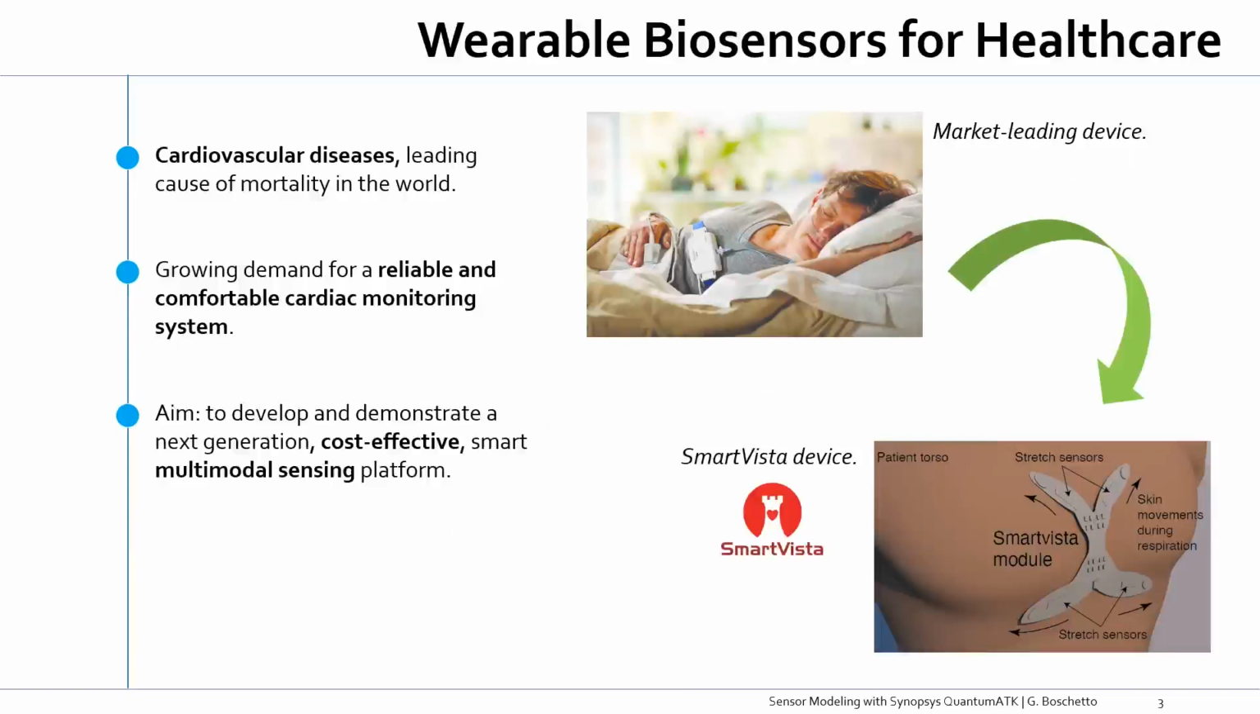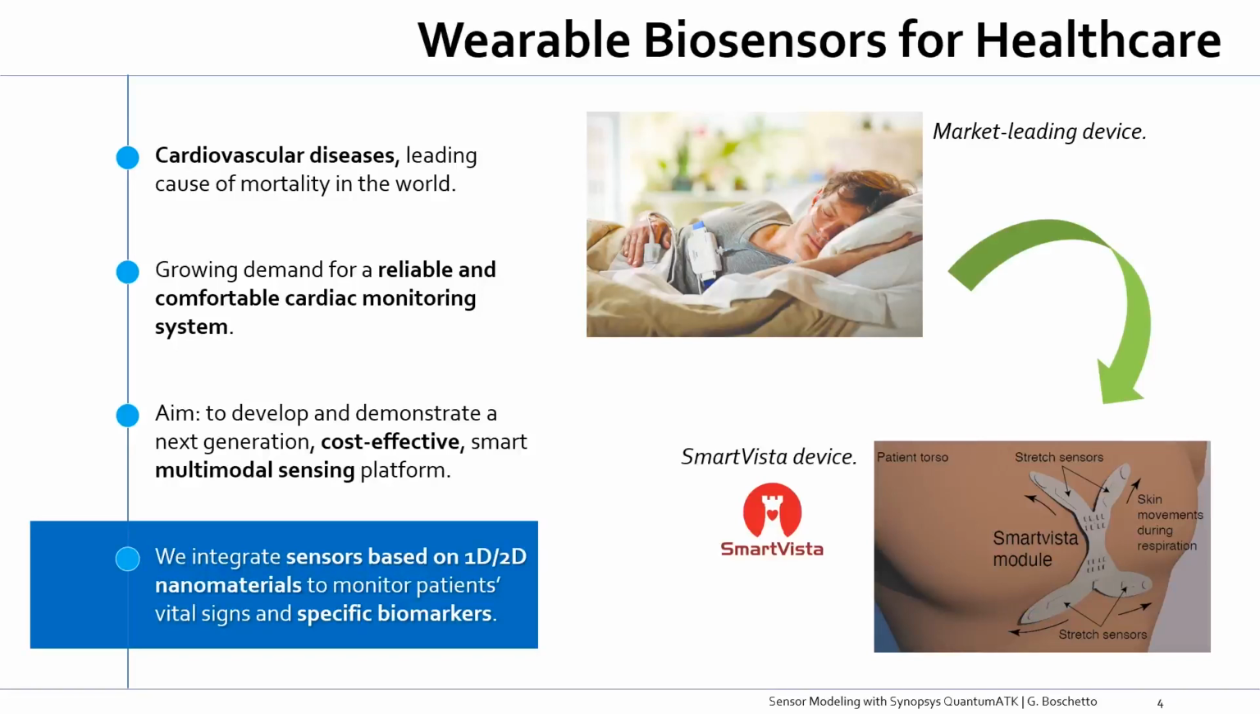Okay, so this work was carried out in the context of a European project called Smart Vista. And the aim of the project is to develop a smart multimodal sensor, which is non-invasive and whose purpose is to monitor in real time the patient's health status and possible onset of cardiovascular diseases, which are currently the leading cause of mortality, not just in Europe, but in the world.